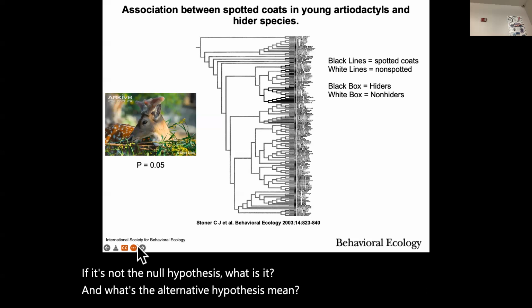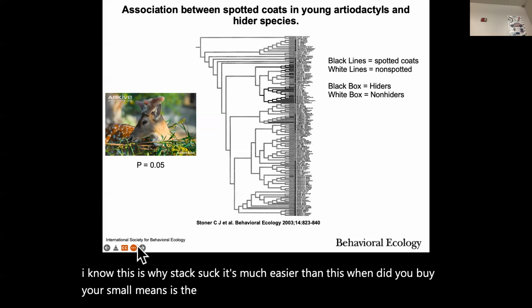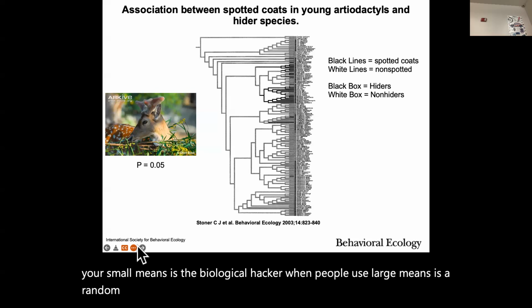I know this is why stats suck. It's much easier than this. When the p-value is small, it means there's a biological pattern. When the p-value is large, it means there's a random pattern. Just, that's a simple one.